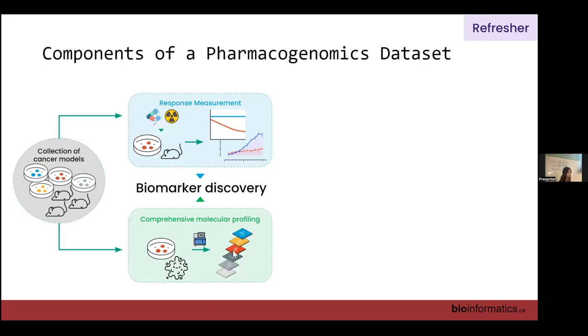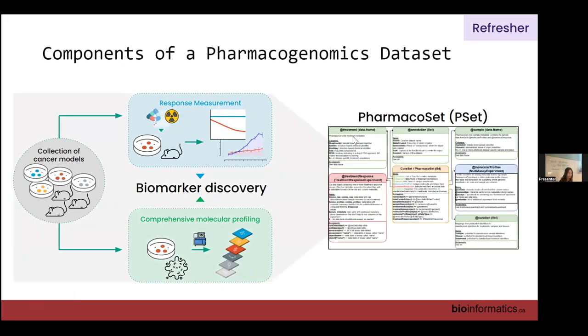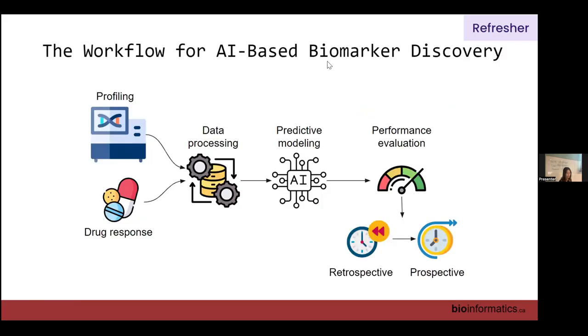So possibly a molecular profile. It can also be things like radiologic images, but again, our workshop focuses on molecular profiles, so genomic data, transcriptomic data, anything of that sort. All of this we compile into a nice PSet for you. Again, just a refresher, it's a nice object that holds everything and organizes it to facilitate downstream analysis. So that was the data component of the workflow that Ben also presented yesterday.